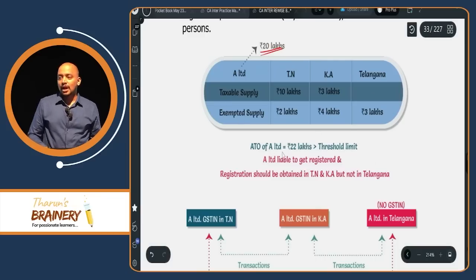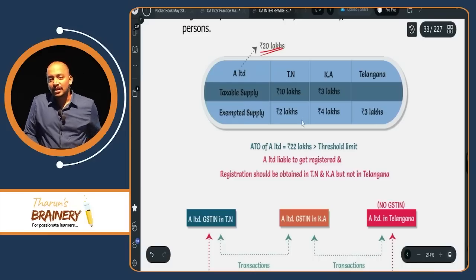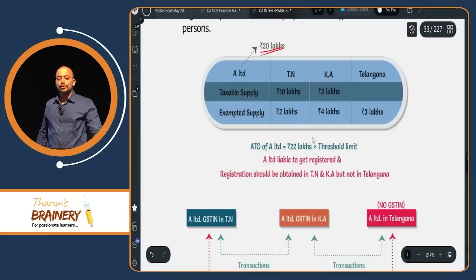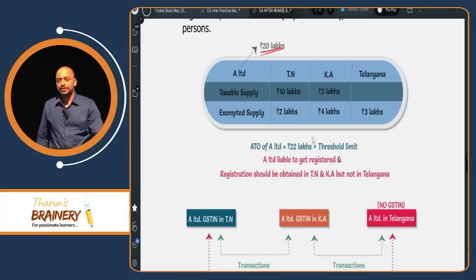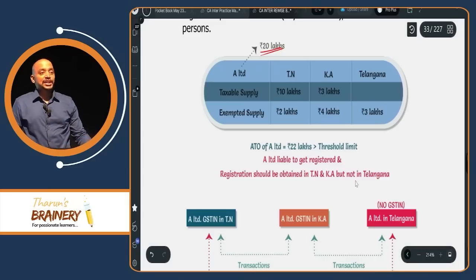Count everything. Taxable as well as exempted. Both will come in aggregate turnover, and aggregate turnover is computed on all India basis. Am I right? Now count everything: 10 plus 2 plus 3 plus 4 plus 3. What is the total? 22 lakhs.